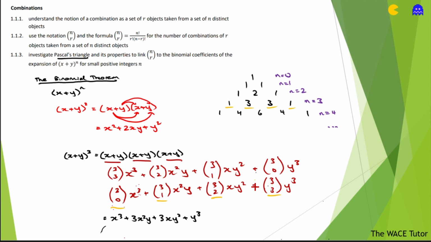If we have, for example, here, x plus 3 all cubed, that's going to be equal to 1 x cubed plus 3x squared times 3 plus 3x times 3 squared plus 3 cubed. I will leave x plus y to the 6 and 2x plus 1 to the 4 for you to do.